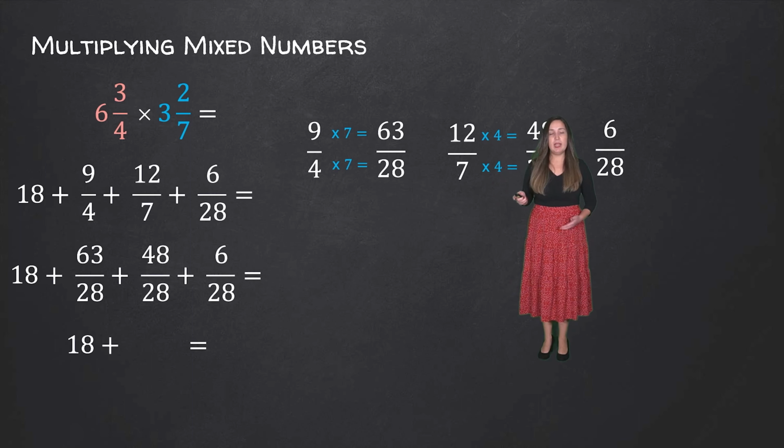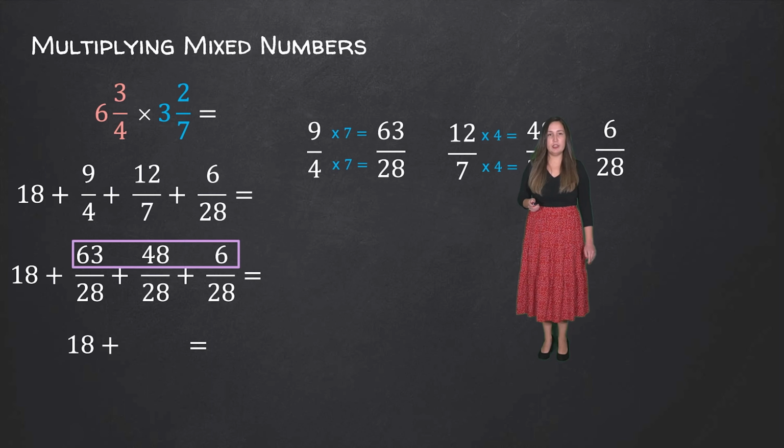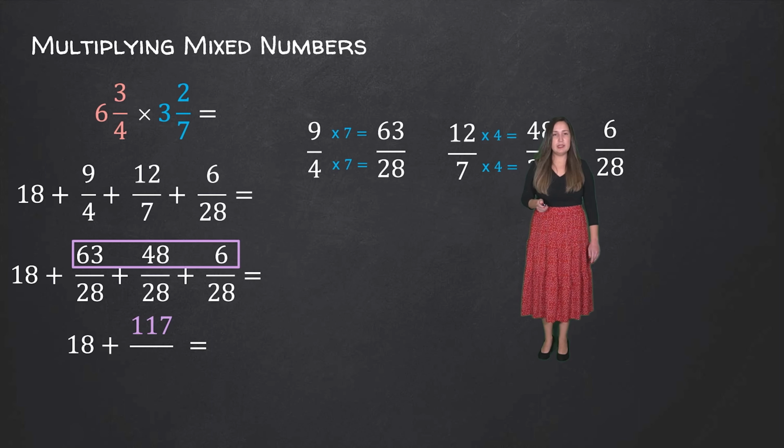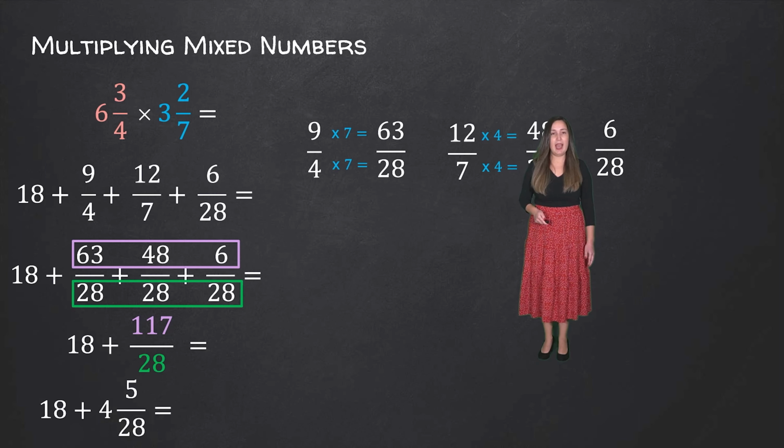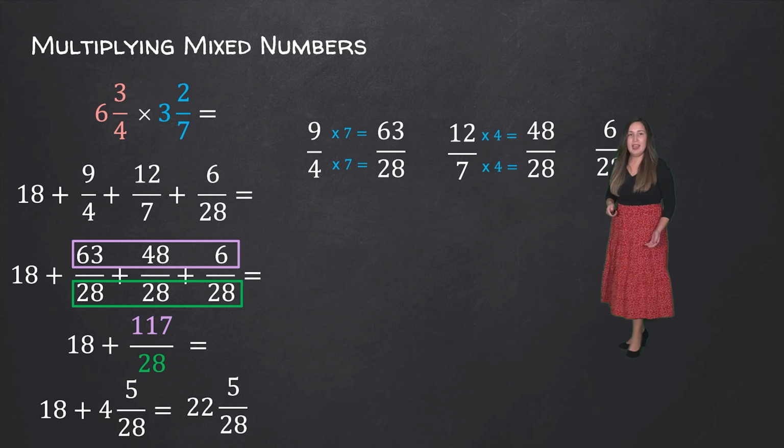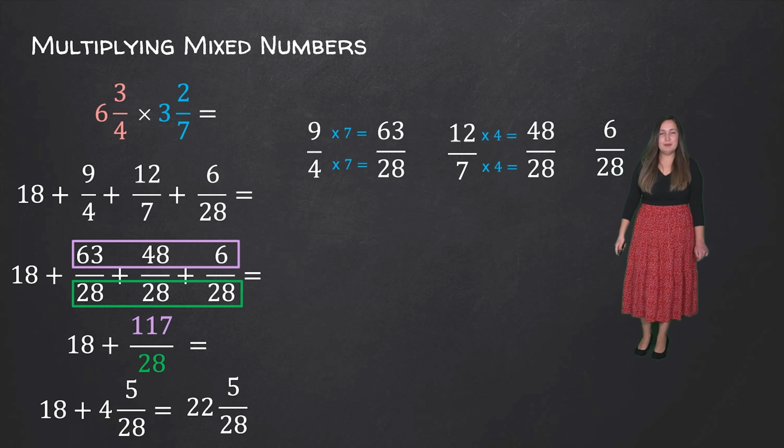We're going to rewrite 18, and then for our three fractions, we're going to add the numerators, and we'll get 117, and the denominator stays the same, so we rewrite 28. And then we're going to rewrite 117/28 as 4 and 5/28, and then we add those together. So we get an answer of 22 and 5/28, and that's it for multiplying mixed numbers.